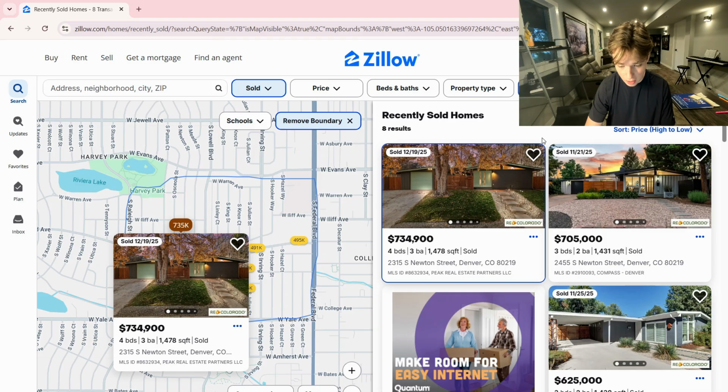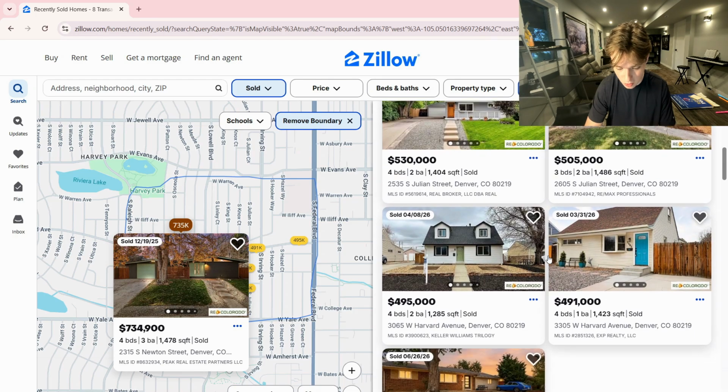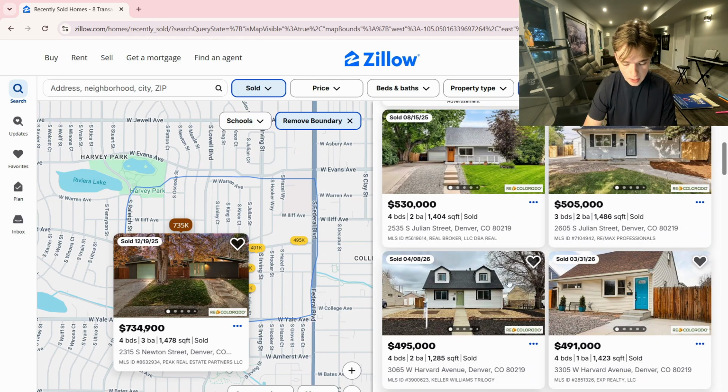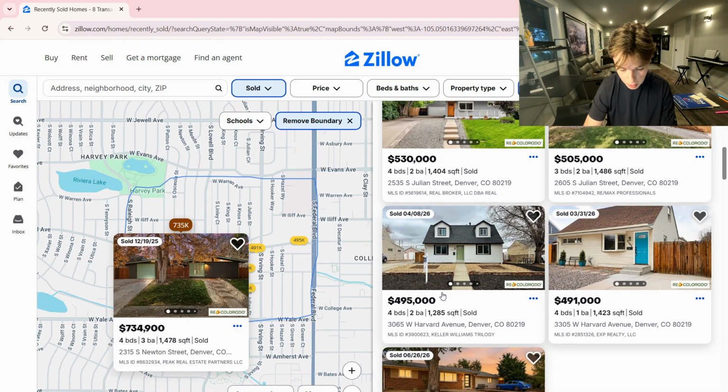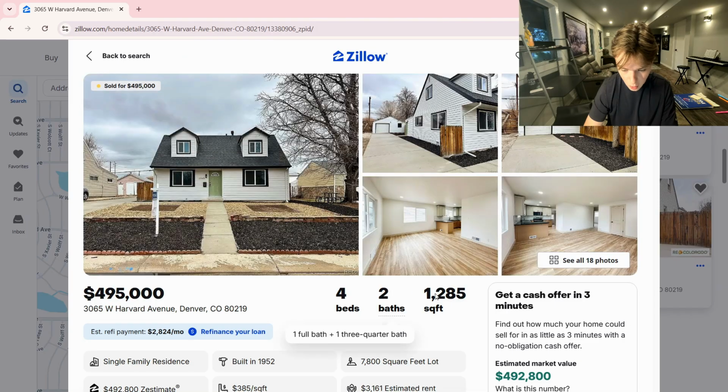I'm usually looking at ARV properties that are not even the first, second, or third. So I look right around the median, so like right around these 5s and 4s. This is what I'm really looking at to determine what the ARV is. Now, for example, this house right here sold for $495. It's pretty similar to our house, 4-bed, 2-bath, but it's 1285 square feet.